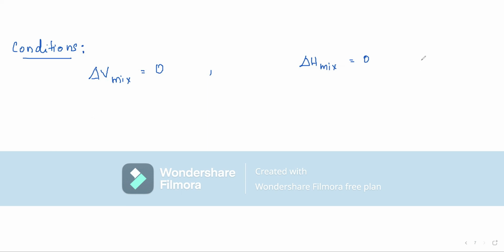Okay, so this is a possible question. What are the two conditions for a solution to be ideal? One, delta V mixing is equal to 0. Two, delta H mixing is equal to 0.